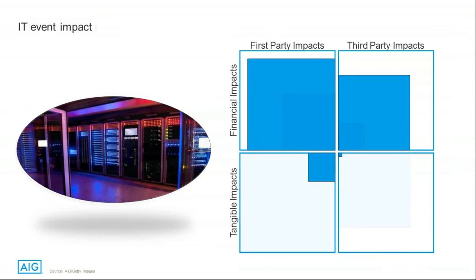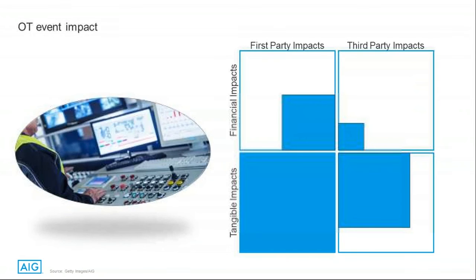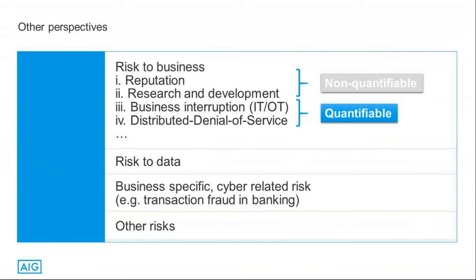If we look at OT events, it is slightly different. Here, the impact is much more on the tangible side, so assets being destroyed or at least disabled, whereas the financial impacts are less relevant. Those are definitely quite relevant when it comes to understanding how risk quantification for cyber might work. But when we look at cyber risks, it is of course a larger area.